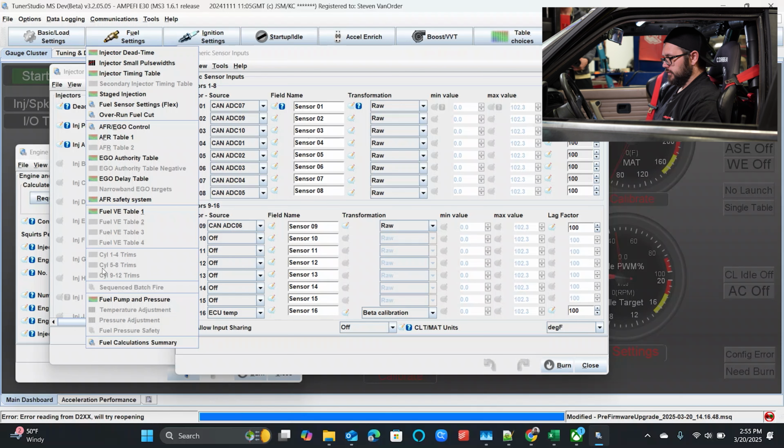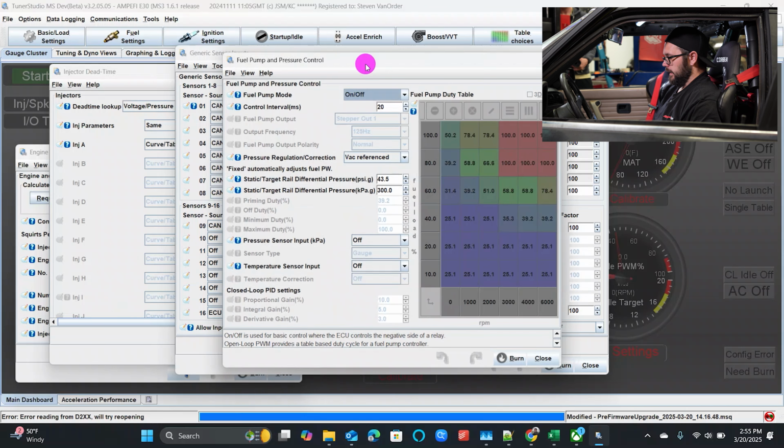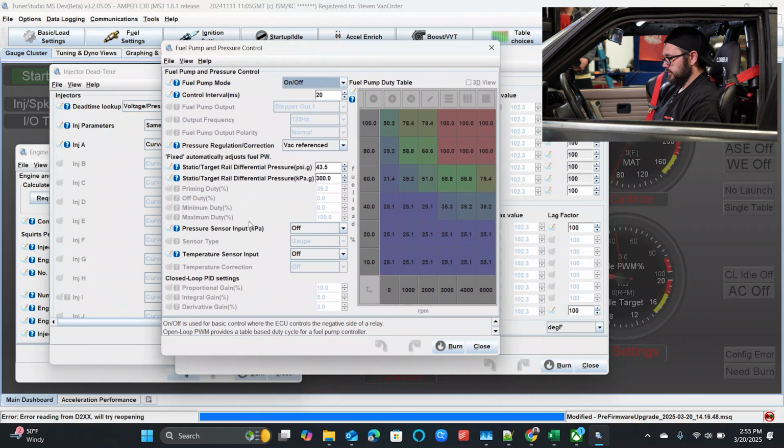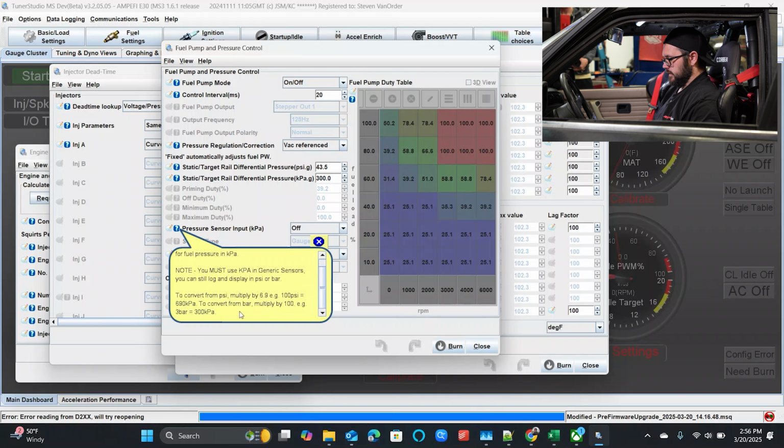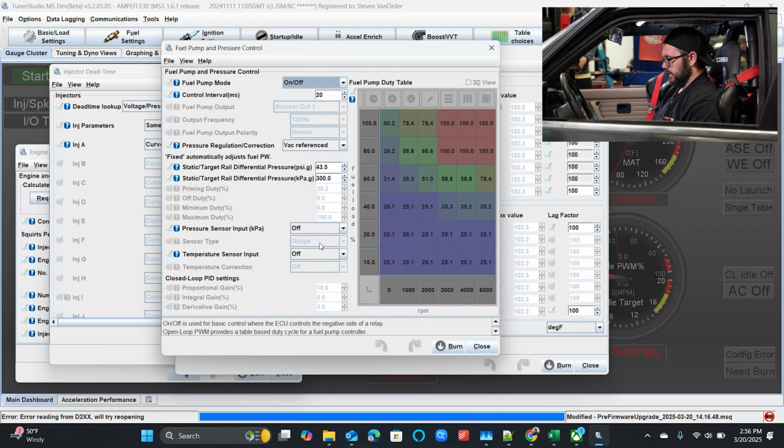And then you'll come down here to fuel pump and pressure, and you will set your pressure sensor input. Notice how it says kPa. If we click the tooltip here, it says you must use kPa in generic sensors. So to convert from PSI, we'll multiply by 6.9. So 100 PSI is 690 kPa. So you'll set your pressure sensor up in kPa, input it, toss it in here. I'm just going to choose a sensor so we can look at the value.